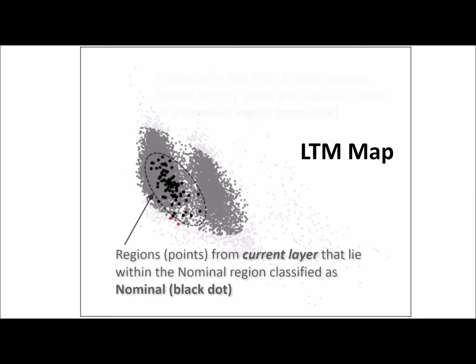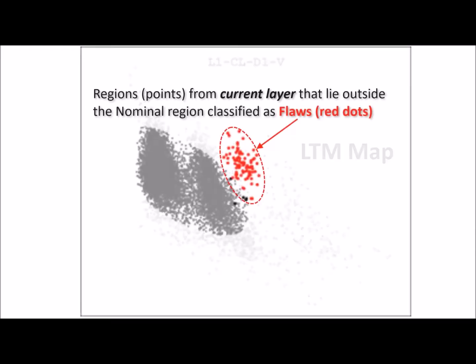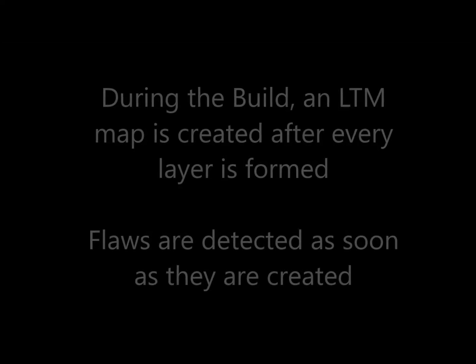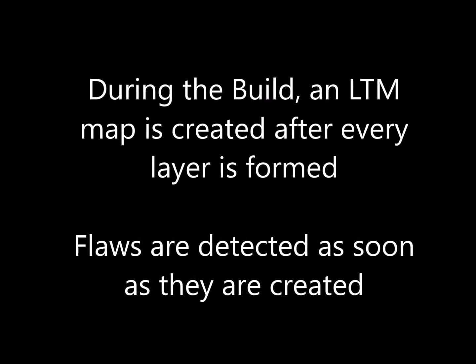Data is processed for every newly created layer. If a point lies within the nominal boundary, the point is marked black. In most cases, the majority of the melt layer consists of nominal regions, such as shown here. In some cases, however, points or regions of the layer lie outside the nominal boundary and are identified as flaws. These points are marked in red, as shown here, where almost every part of this layer shows as a flaw. During the build, an LTM map is created after every layer is formed. Flaws are detected as soon as they are created.